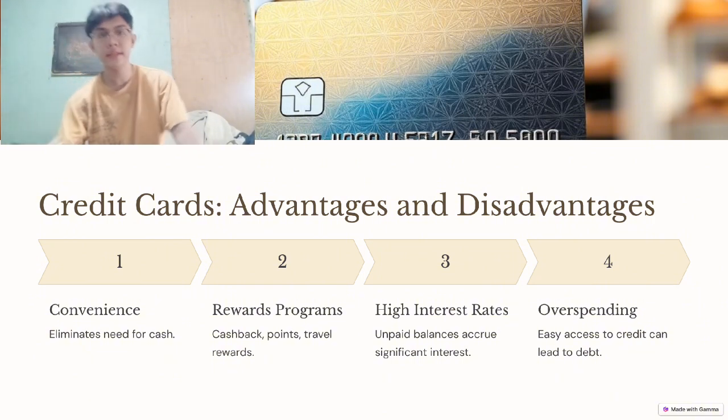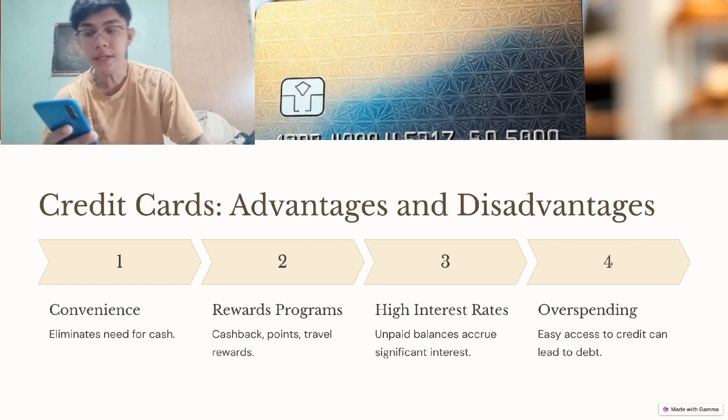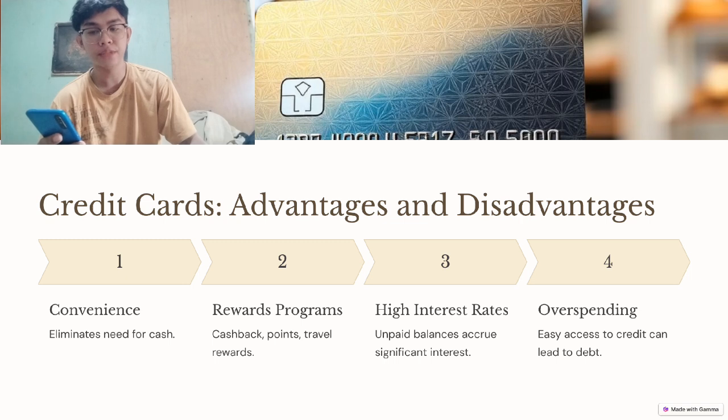So, moving on to its advantages. First is convenience. Credit cards eliminate the need to carry cash and are widely accepted globally. Next is reward programs. Many cards offer cashback points or travel rewards for spending. Next is it builds credit history. So responsible use helps improve credit scores over time. Next is emergency access to funds. Credit cards provide immediate access to money during emergencies.